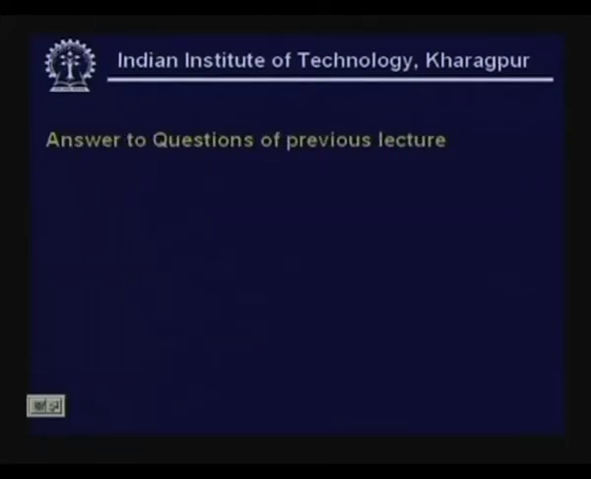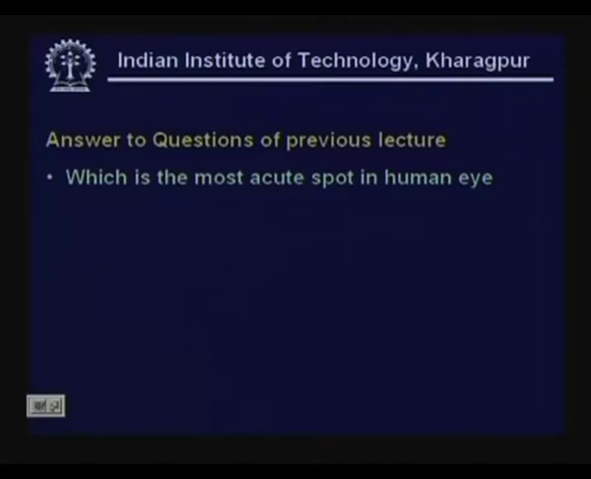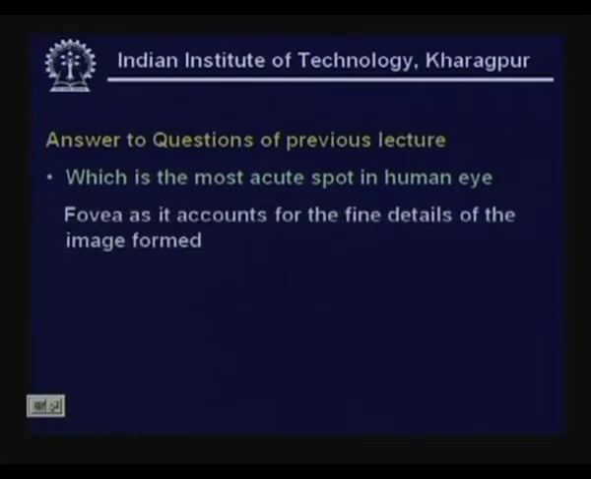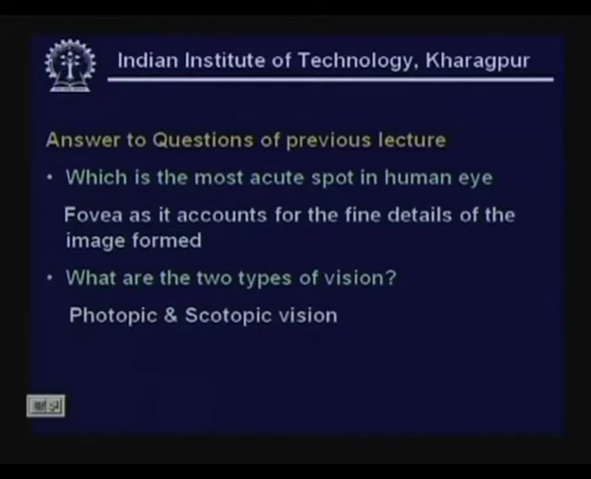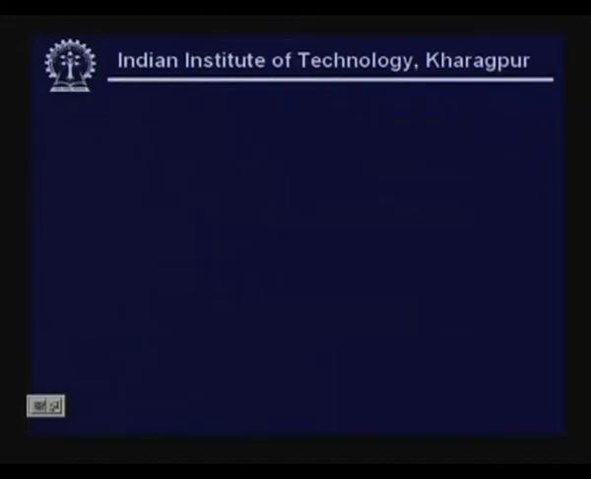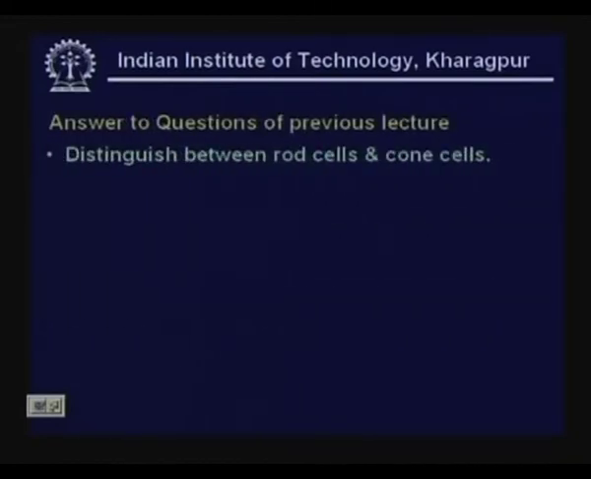Coming back to the answers to the questions in the previous lecture: which is the most acute spot in the human eye? The fovea, as it accounts for the fine details of the image formed, is the most important or acute spot. What are the 2 types of vision? The 2 types of vision the human eye has are photopic and scotopic, that is pertaining to rods and cones.